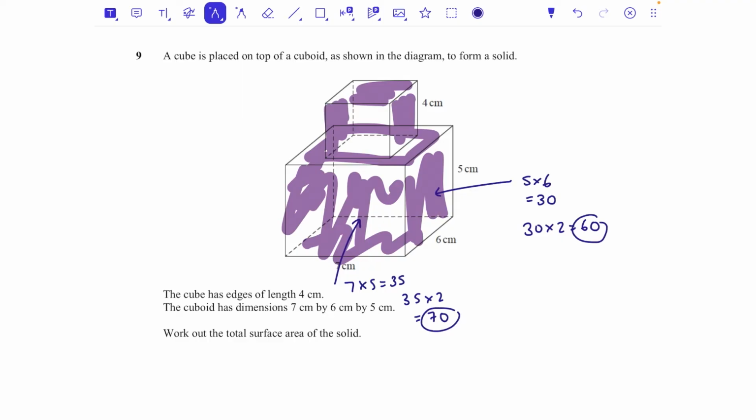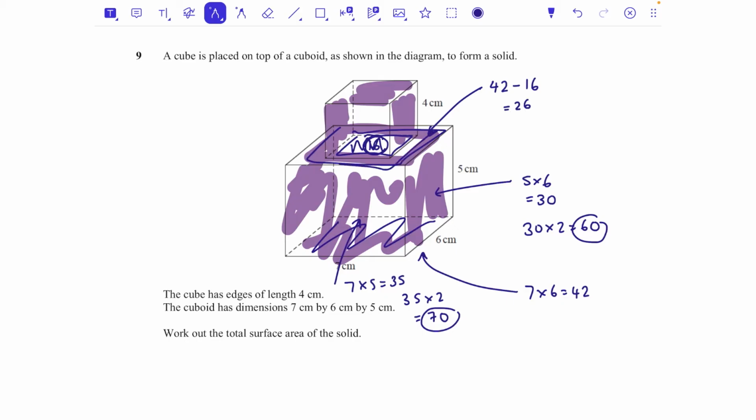I've then got the underneath, and the underneath is 7 times 6, which is 42. Now I have 42 on the bottom, but the 42 on the top is disrupted by the fact that this cube is sat on it. So the top face here is 42, but we're going to subtract 16 because this face in the middle is 16, 4 times 4. So 42 take away 16 is 26. So 26 is going to be the area of this part that is around the outside. So we've got 42 for the bottom, but only 26 for the top.